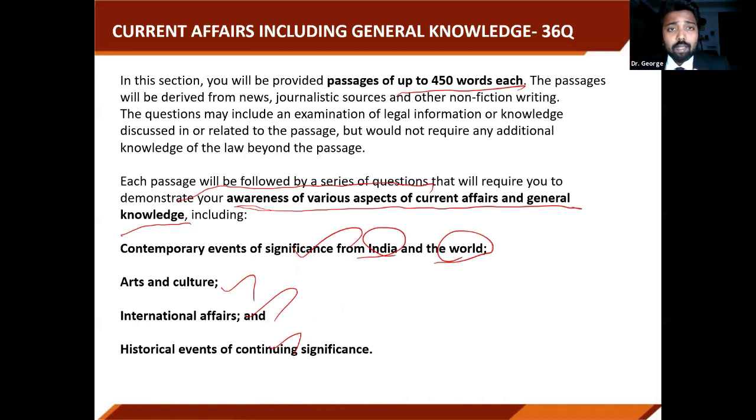So current affairs as such has to be looked at from a very different lens right now, because they've brought in the aspect of passages and questions from it, right?